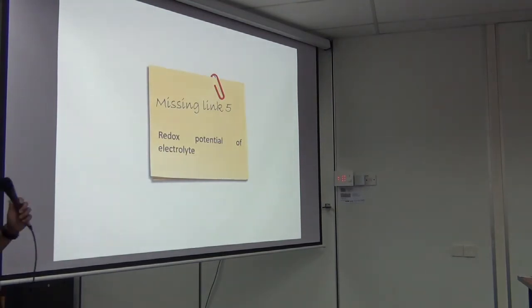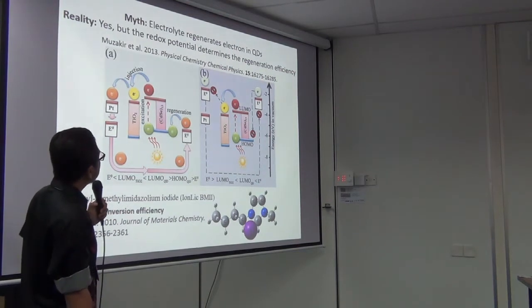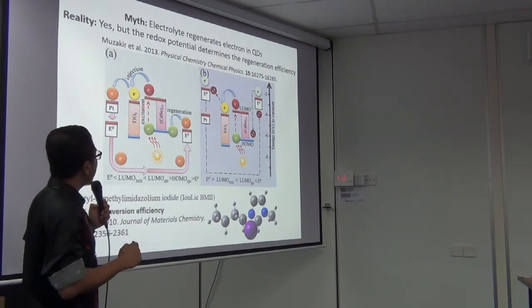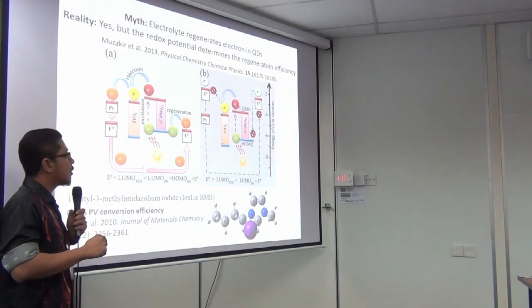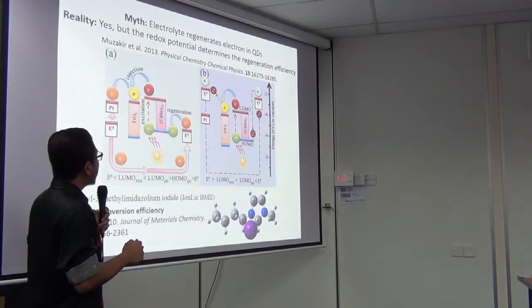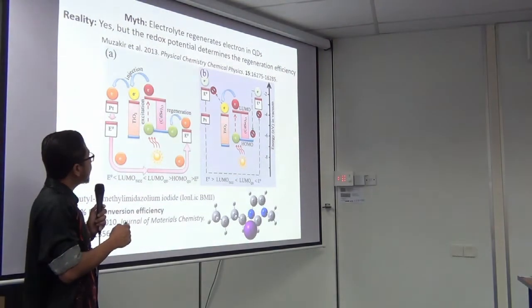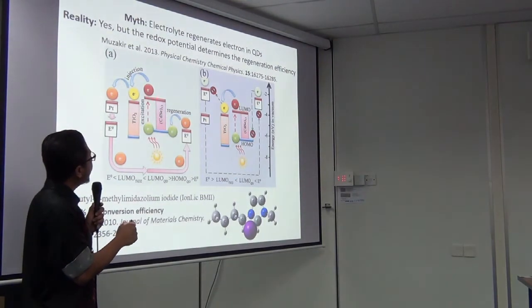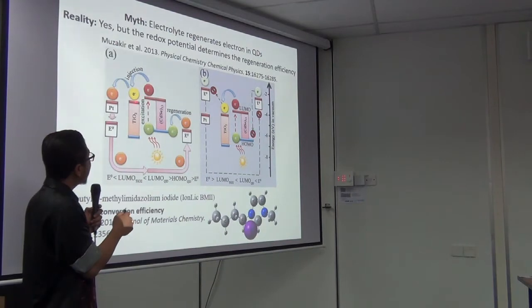Nobody has studied the redox potential of the electrolyte, so we need to take a look at that. This is the ideal mechanism in a quantum dot solar cell. This is our CdSe 13, the best performing CdSe quantum dot. It has this LUMO and HOMO, and the LUMO is compatible with TiO2. The LUMO of the quantum dots is higher than the conduction band of TiO2, such that the electron will be injected.